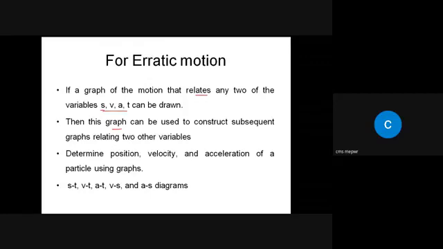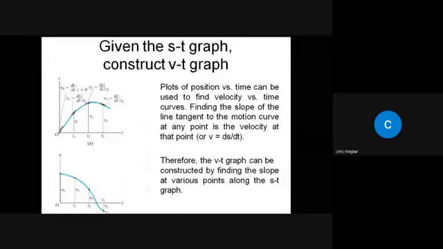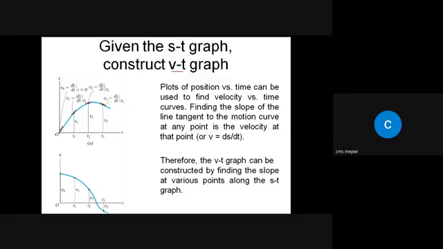So if we are given the graph, from this we can find out the position, velocity, and acceleration of a particle, and how we can do it by using that single graph. And the graph can be between s-t, v-t, a-t, v-s, and a-s. If any one diagram is given, from this one diagram we can find out the remaining values. How? For example, if we are given the s-t curve, meaning the displacement versus time plot, from this we can find out the velocity versus time graph.